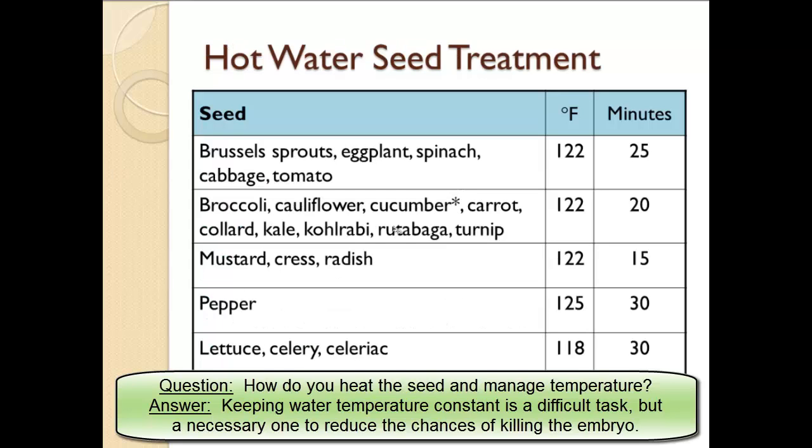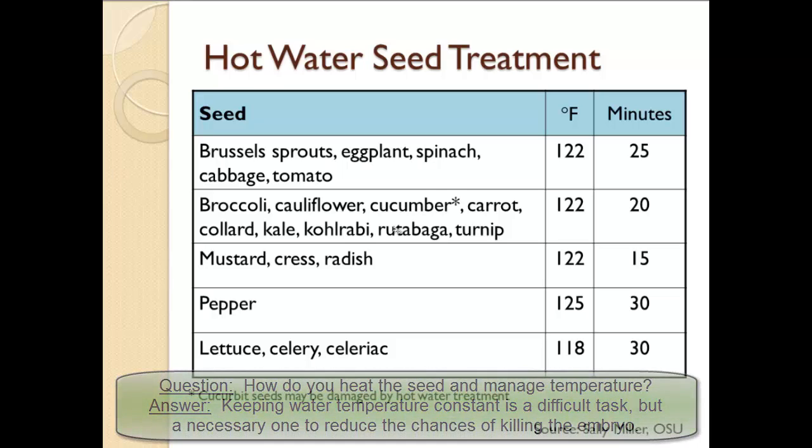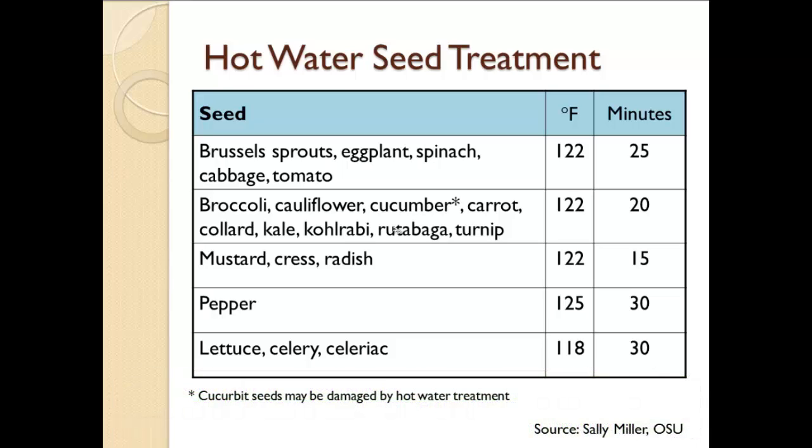So here's an example where Brussels sprouts or eggplant seed, if you treat them at 122 degrees for 25 minutes, you're going to get rid of some of the important pathogens on there. You can see that different types of seeds can tolerate different durations and different temperatures, so you need to pay attention to that.